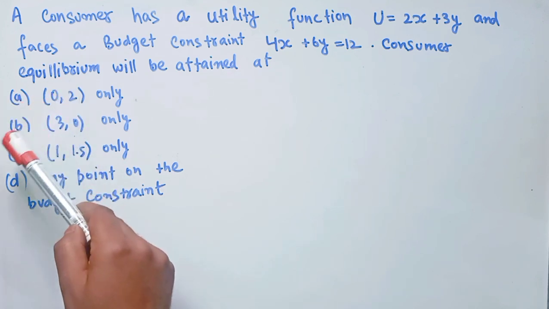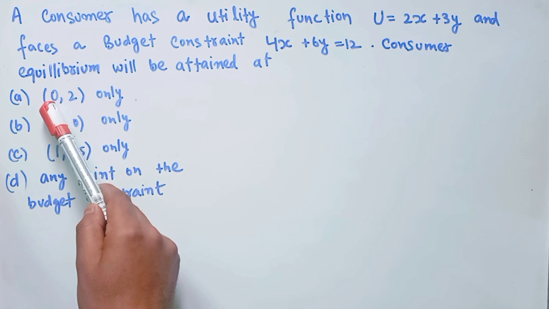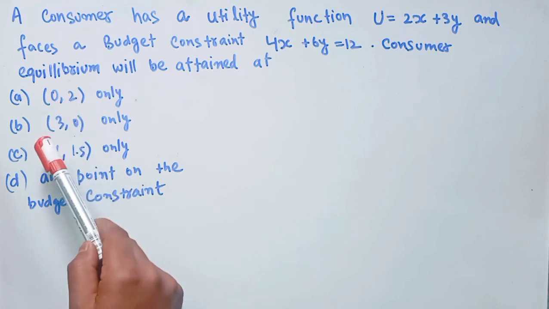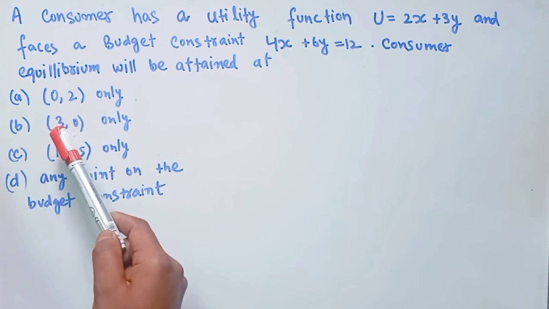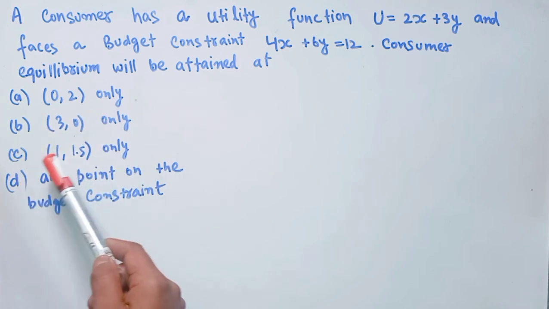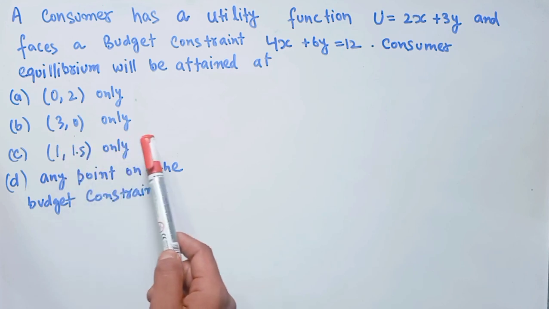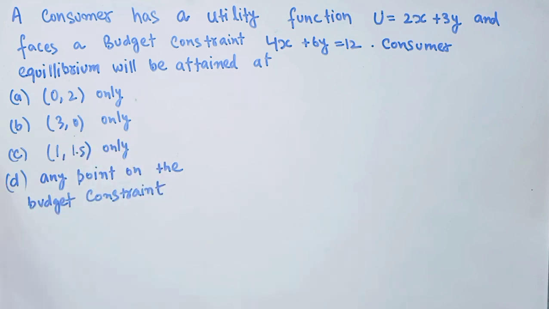First option is when the consumer consumes 0 units of good X and 2 units of good Y. Second option is when the consumer consumes 3 units of good X and 0 units of good Y. And similarly we have 1, 1.5, and option D is any point on the budget constraint.